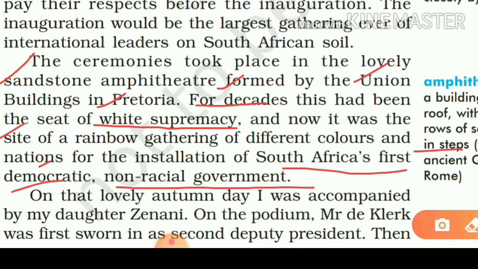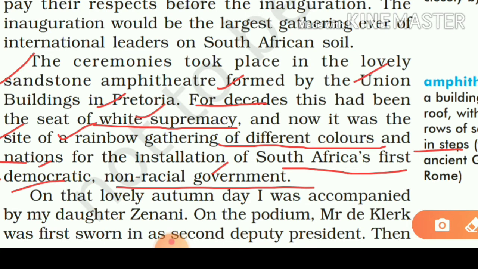Now it is told that earlier it was the seat of, means it was occupied only by the whites. But on that day it was a rainbow site. Why rainbow site? Because the people gathered there were of different colors and from different nations, and they all were gathered there for the installation of South Africa's first democratic non-racial government.